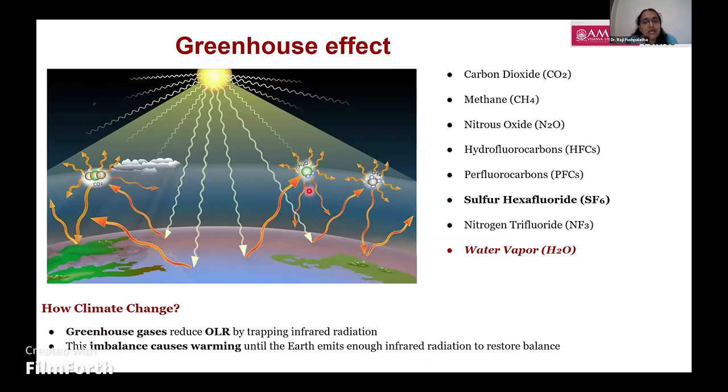Such molecules or gases, we can call them greenhouse gases, and you can see some of the greenhouse gases leading to the warming effect. And this warming effect, you can call it the greenhouse effect. So how this connects to climate change is, these greenhouse gases reduce the outgoing long wave radiation, that is the infrared radiation, because it is trapped by these molecules. So there is an imbalance with respect to the outgoing long wave radiation. This imbalance leads to the warming effect, thereby an increase in the temperature. This is how this affects the climate of the Earth's atmosphere.